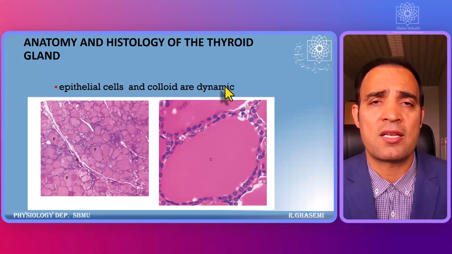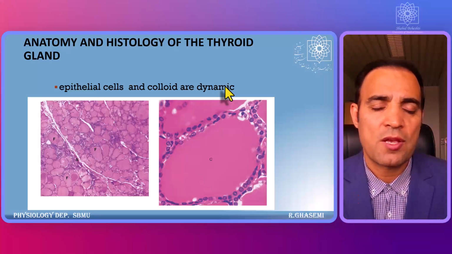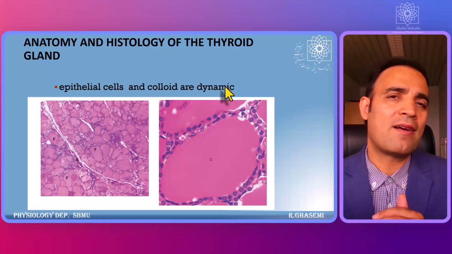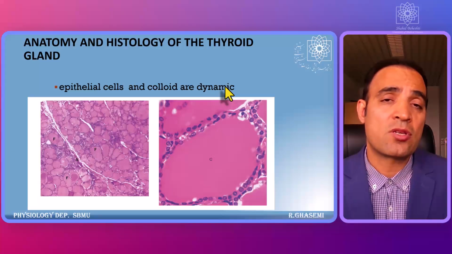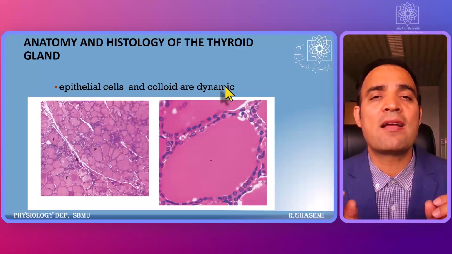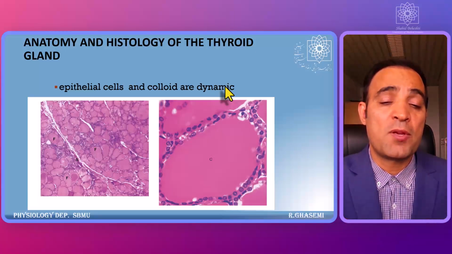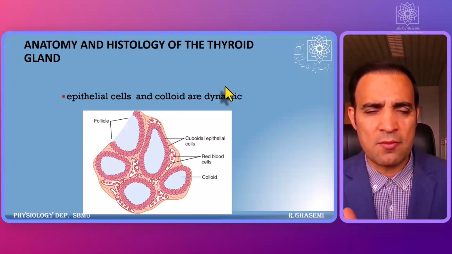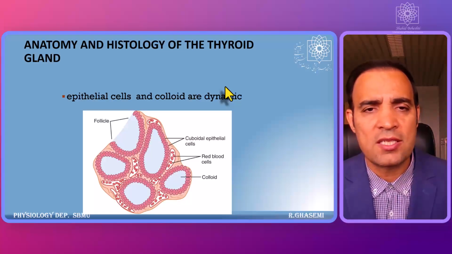These epithelial cells and the colloid space that we have inside these follicles are very dynamic. I mean that their size can change according to their activity. The blood flow can change according to their activity and the stimulation that they receive from the pituitary gland. This is showing the same concept, but in a schematic figure.